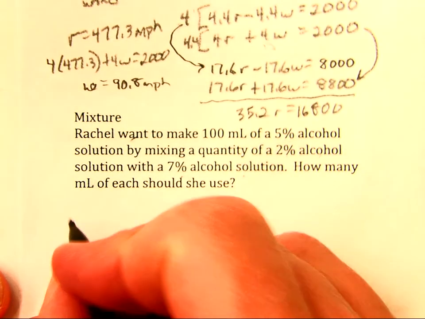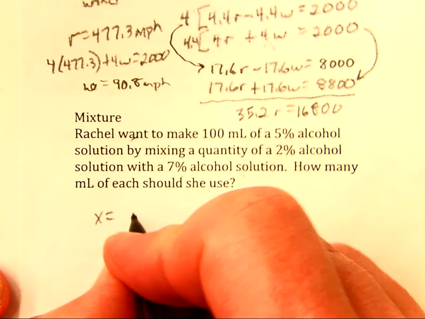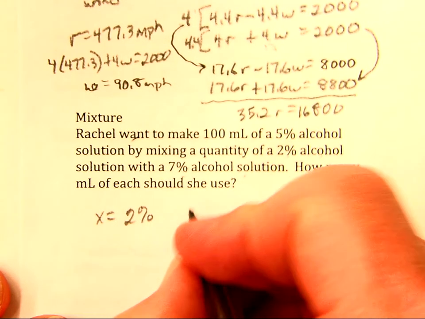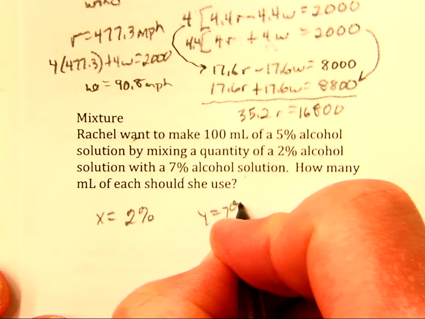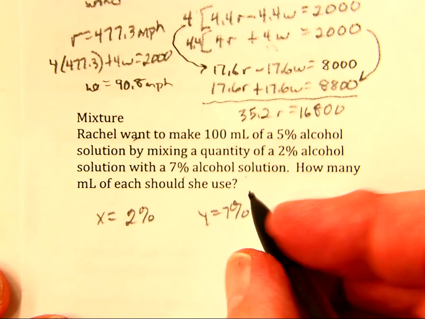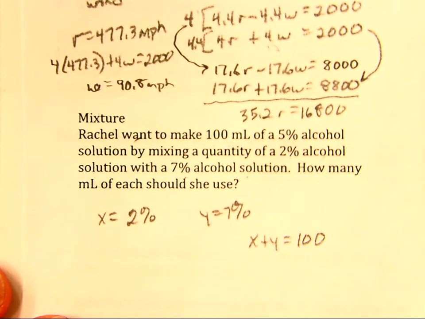So let's say X is the 2% and Y is the 7%. So that's how many milliliters of each one. So the total wants to be 100. So X plus Y equals 100. That's just the total volume.